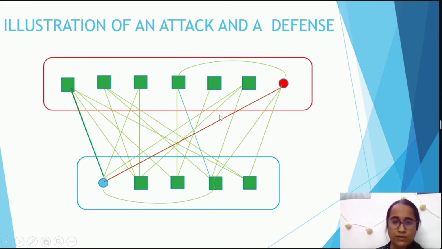Now this edge has become vulnerable. So a guard moves here to take care of this edge. And now this edge is safe. And now notice that we have a vertex cover again. So we have defended the attack on this edge successfully.